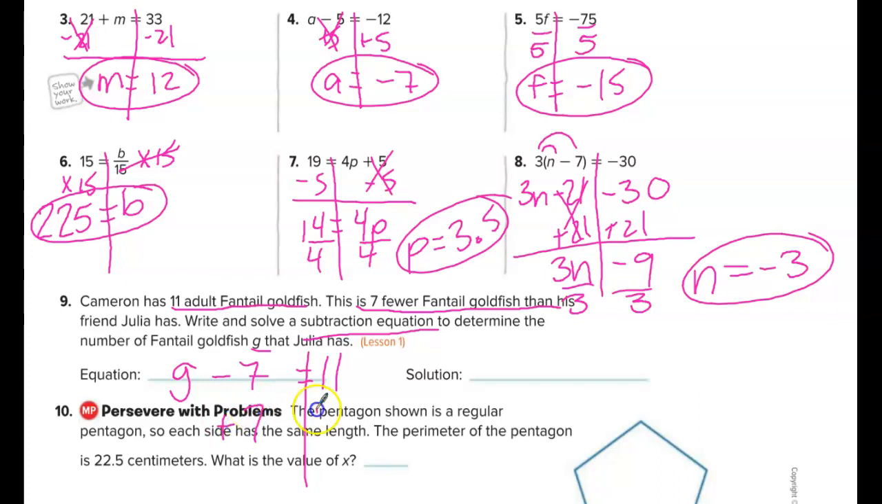Plus 7. So what's 11 plus 7? 18. So how many goldfish does she have? 18 goldfish. Thumbs up if that's what you got. That's a lot of goldfish. So Corbin, did you get 18 when you did it? Yes. I did what Corbin did too, but then I finally found that it was a subtraction.